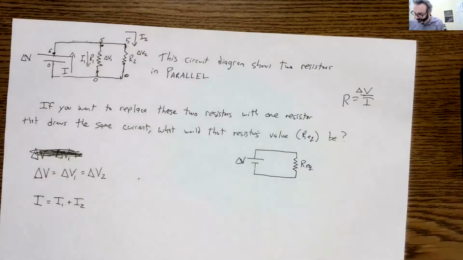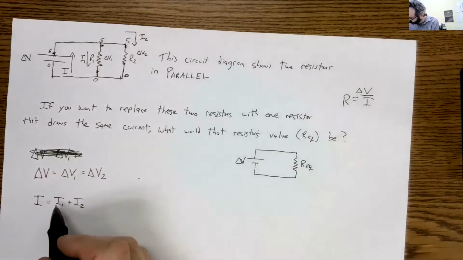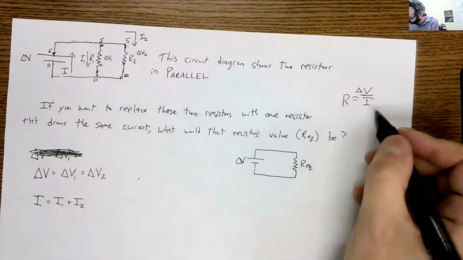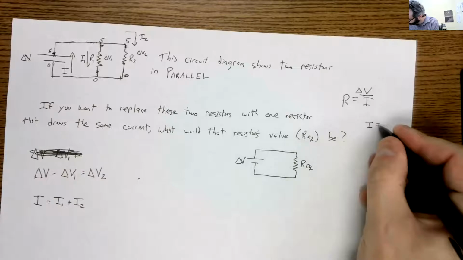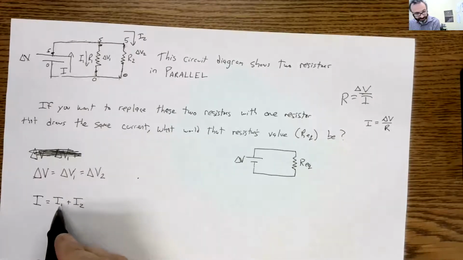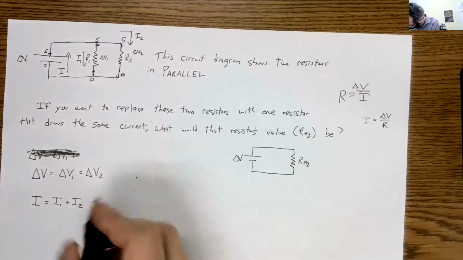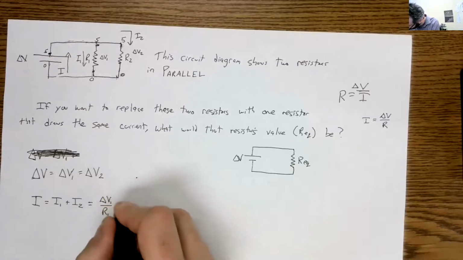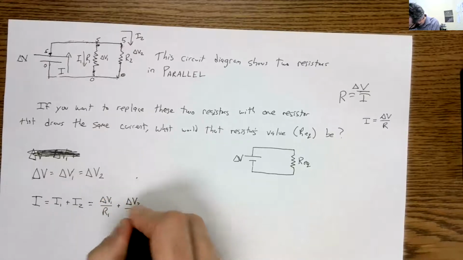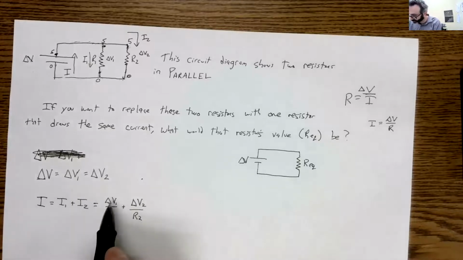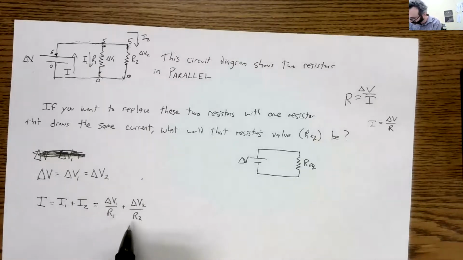So let's see what we can do with that. If I rearrange this equation in terms of current, I get current equals delta V over R. So let me replace current 1 and current 2 with delta V1 over R1 plus delta V2 over R2. Okay, so I have I equals delta V1 over R1 plus delta V2 over R2.